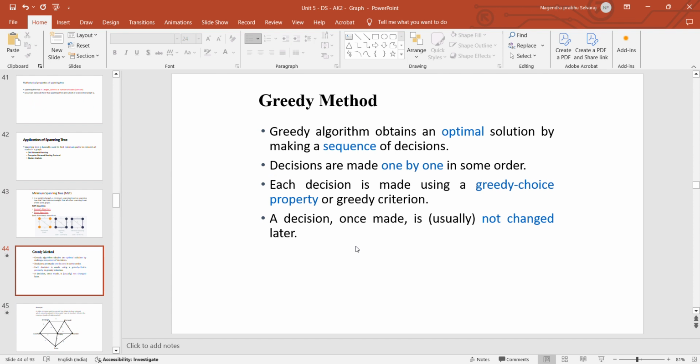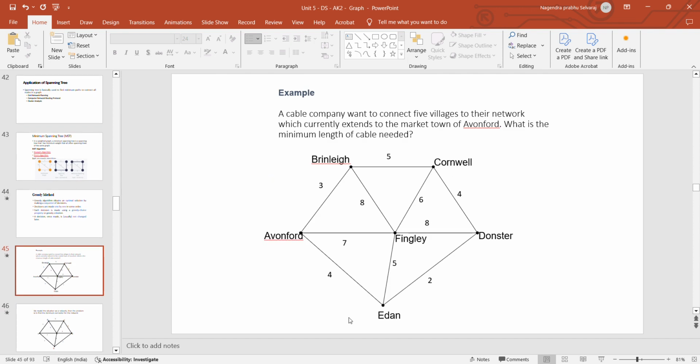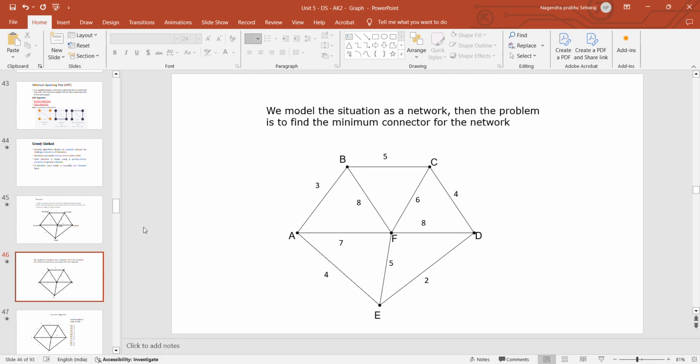Now we can see a slightly bigger problem. This is one structure, and they will give this complete setup. So how many vertices are there? 1, 2, 3, 4, 5, 6 vertices. Avanford, Brinslin, Cornwall, Donster, Eden are places in Russia, just taking one example. Now they want to make a cable connection for all these places. The distance between Avanford and Brinslin is 3 km, and we take the distances like that. For better understanding, let us call these places A, B, C, D, E and F. Now our diagram looks like this one.